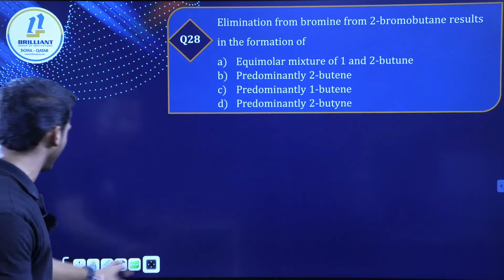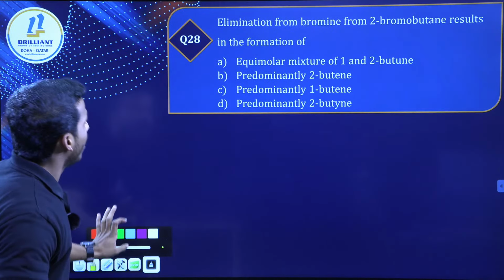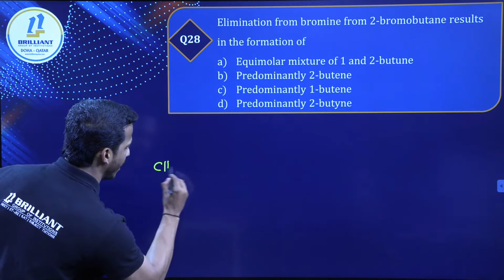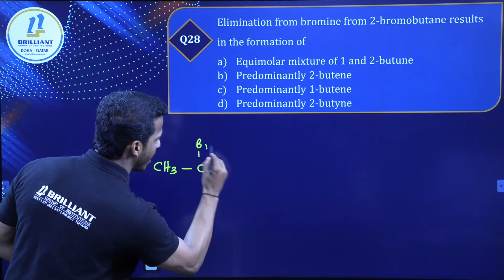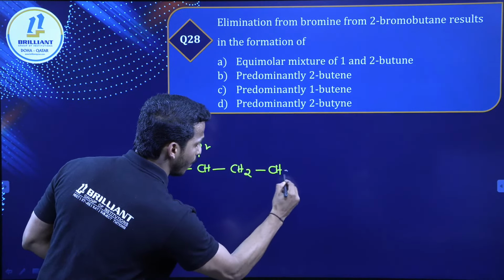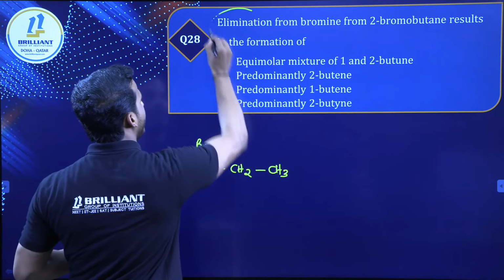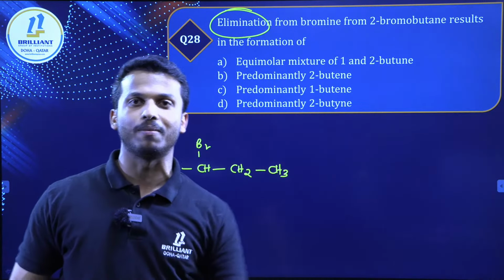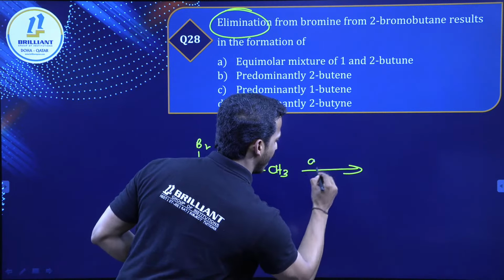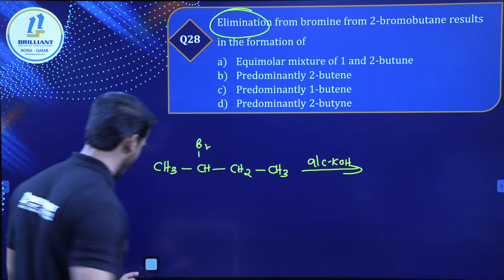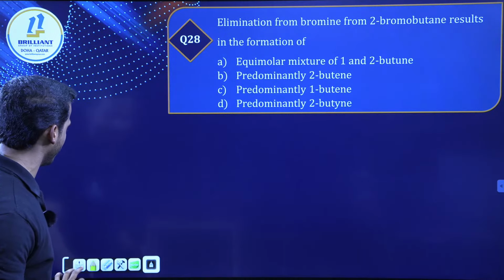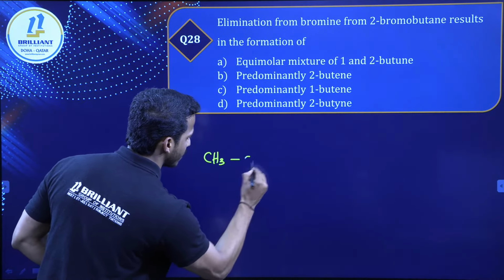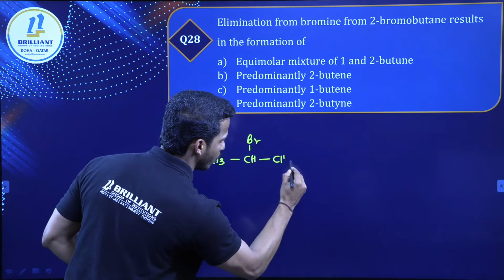Question number 28. We have just 7 minutes left. Elimination of bromine from 2-bromobutane. What is 2-bromobutane? CH3, CHBr, CH2, CH3. When 2-bromobutane undergoes elimination, a haloalkane undergoes which type of elimination? Beta elimination, right? When beta elimination is done with alcoholic KOH, tell me dear all, which compound is predominant? For example, CH3, CHBr, CH2, CH3.